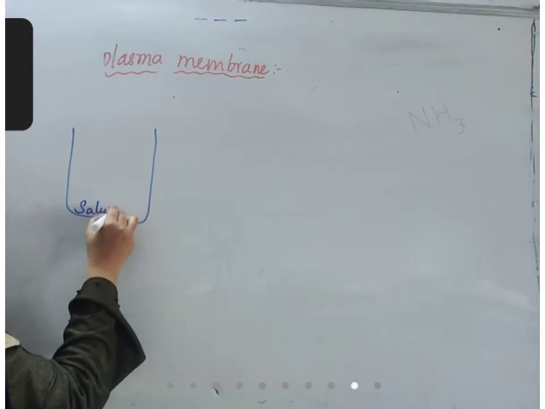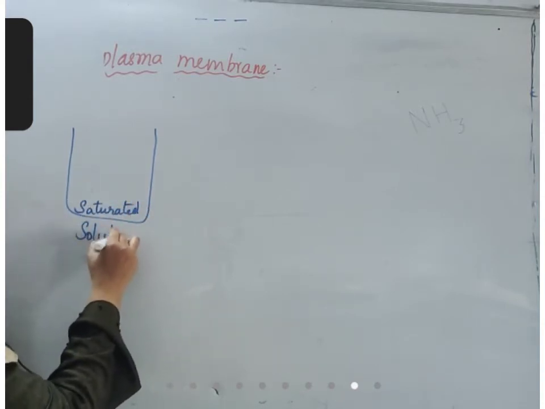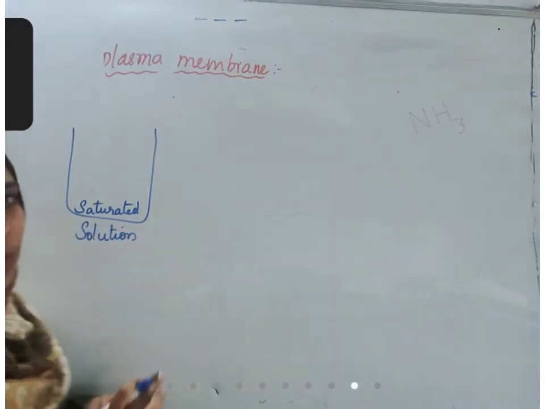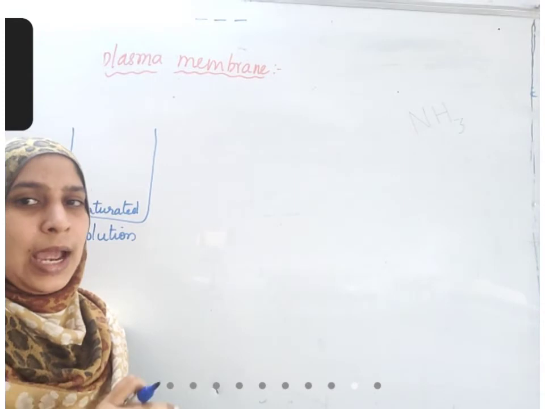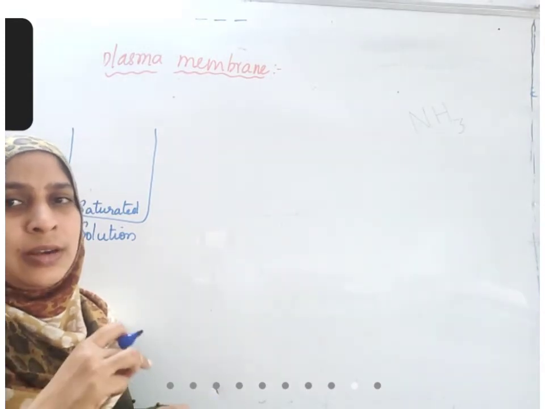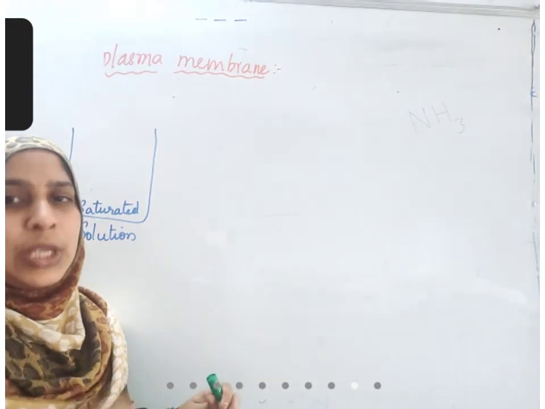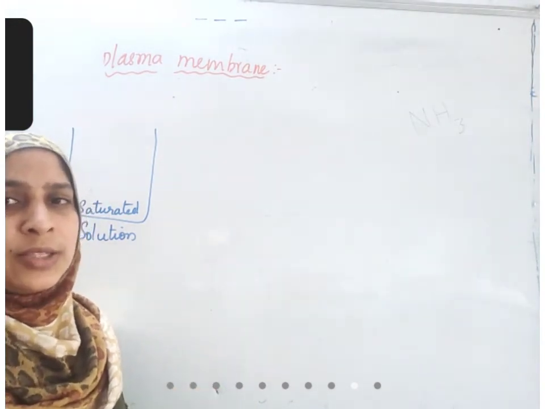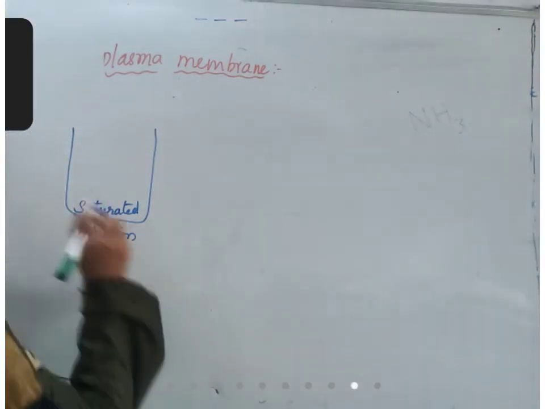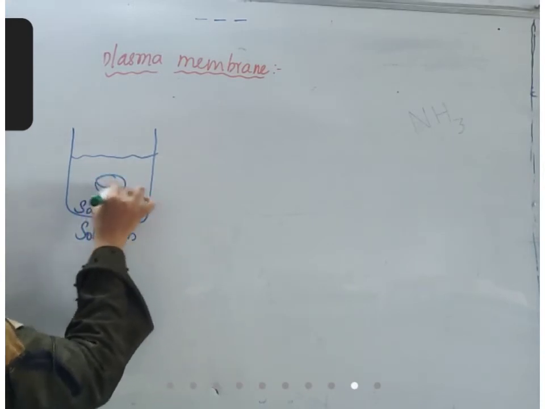How to make a saturated solution? I think you know how. Take one small glass of water, add salt, mix it, add salt, mix it, add salt, mix it. At one stage, it will not take up any salt, even if you keep stirring, that salt will not mix. Then you can understand that the solution is saturated. At that time, in that saturated solution, you keep one raisin.